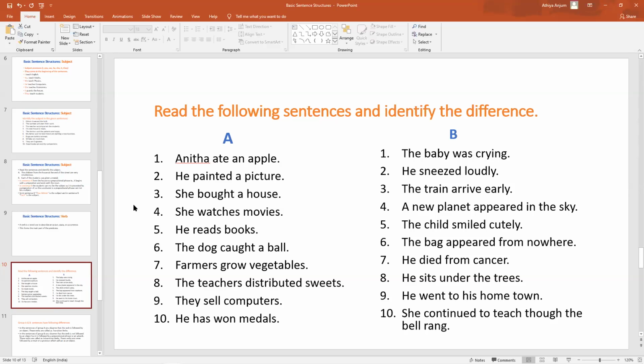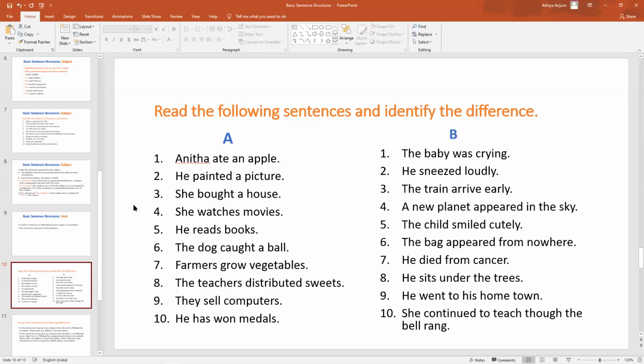Right. The next one, she bought a house. Which is your subject? She. She is the subject and bought is the verb. Again, the verb is followed by a noun. Which noun? House. So this becomes the object. The next one, she watches movies. You know the subject is she and the verb is watches. And what do you have after the verb? You have movies. Noun. So once again, this verb is followed by a noun. So you call that noun the object.